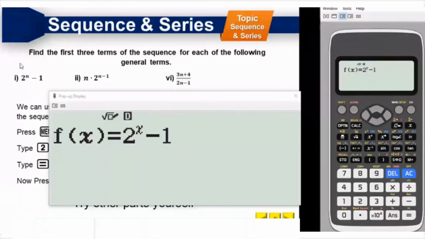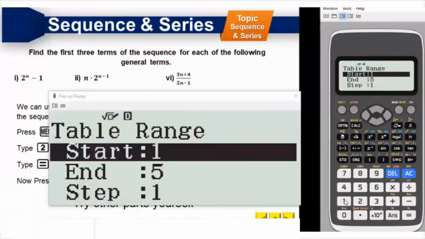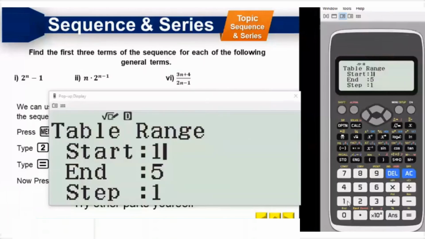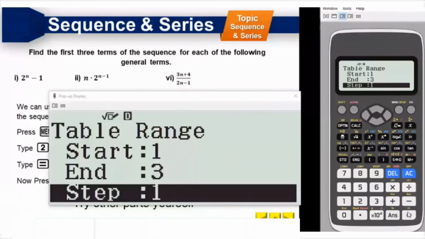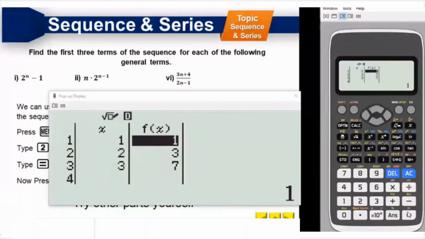I press equals to, starting value is 1 because the initial value of any series is the first term. First term means 1. Since we need three values, first three terms, the end value is 3. Step is 1 because I need the value of 1, 2 and 3. I press equals to and I got the first three terms. First term is 1, second term is 3 and third term is 7. I hope this is clear to all of you.